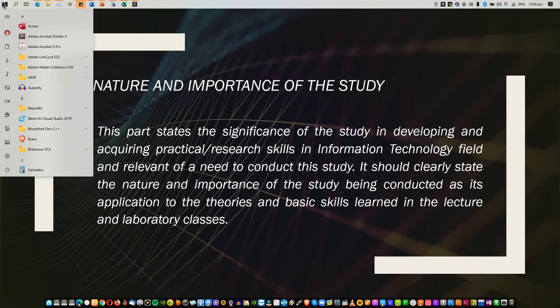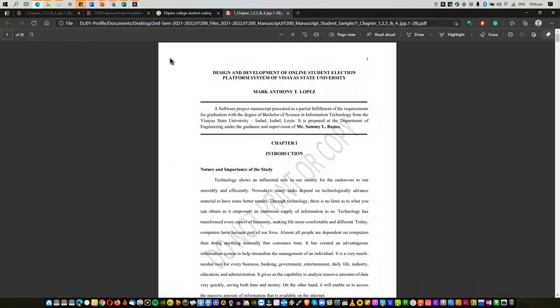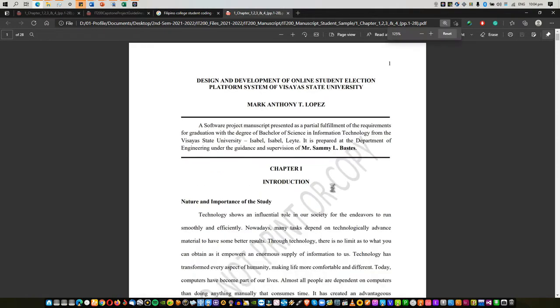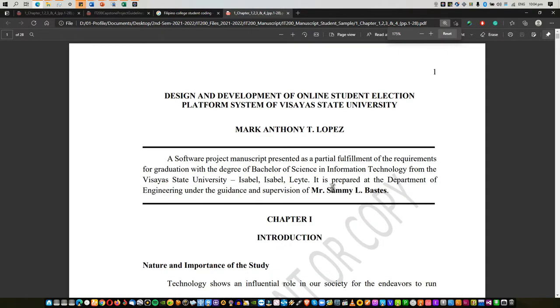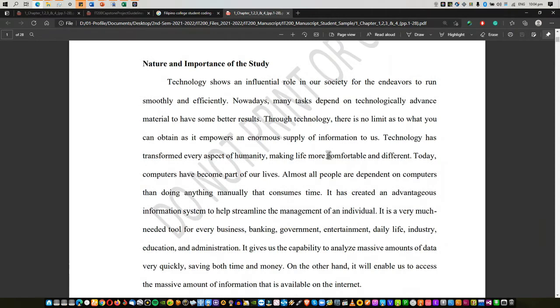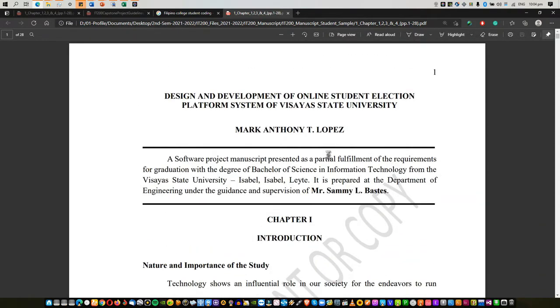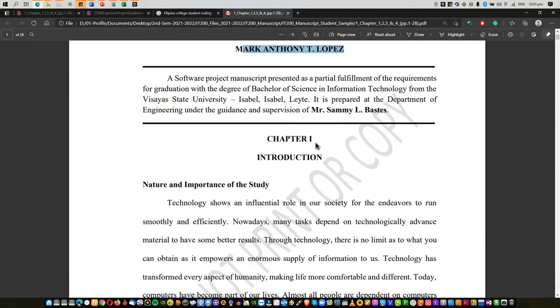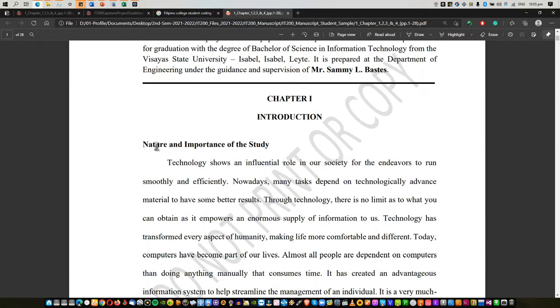Okay. So, an example of nature and importance of the study. We have here a manuscript from the recent batch. The author of this study is Mark Anthony T. Lopez. So, this is the nature and importance of the study.